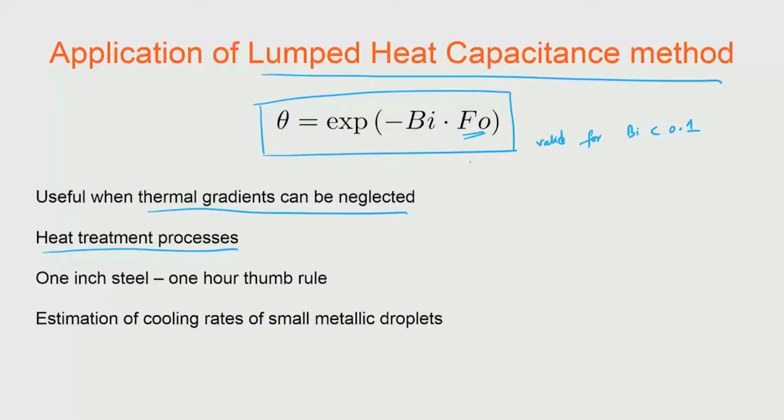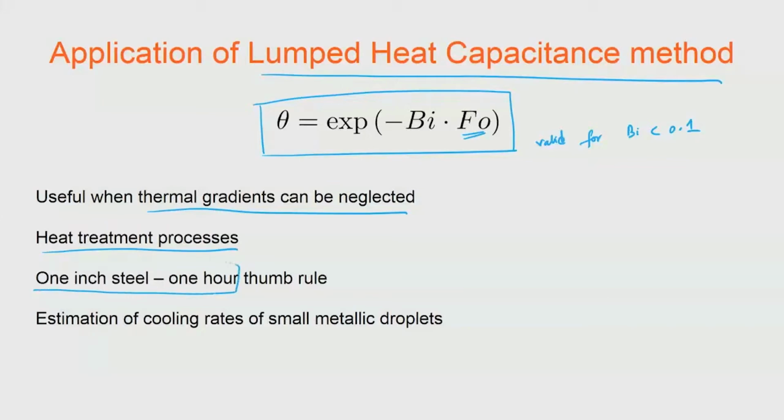And when we do these kinds of calculations and substitute the properties of steel, we would see that for a heat treatment temperature of about 750 degrees centigrade, and to cool to a temperature of easy handling like 50 degrees centigrade, a 1-inch thick steel would take about an hour to cool down, when the heat transfer coefficient with air is about 5 SI units.